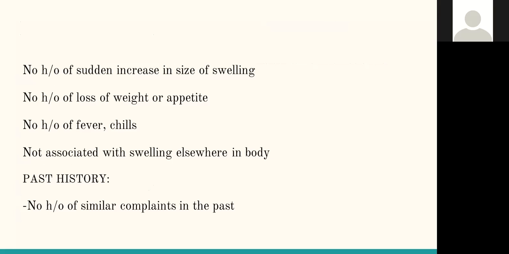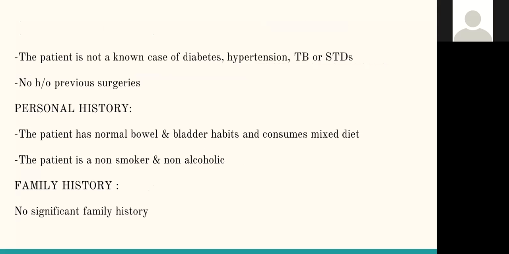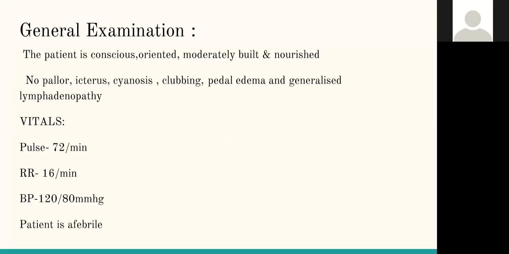Past history, no history of similar complaints in the past. Next slide. The patient is not a known case of diabetes, hypertension, tuberculosis, or sexually transmitted diseases. No history of previous surgeries. Personal history, the patient has normal bladder and bowel habits and consumes a mixed diet. The patient is a non-smoker and a non-alcoholic. Family history, no significant family history.